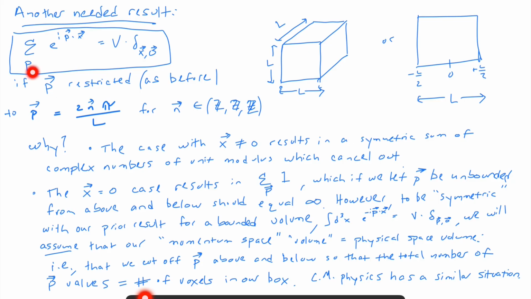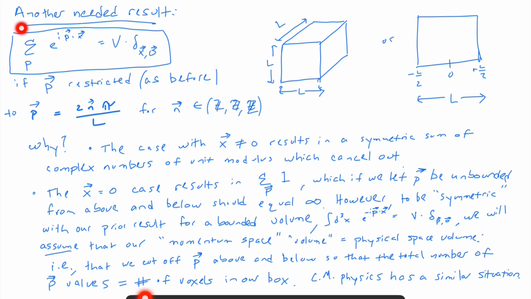Another needed result, in the way at least that I'm formulating things, is this over here: if you take the sum of e to the ipx, not the integral, but just the finite sum, but you restrict p as before only to things that complete an integral number of cycles, positive and negative, you get this. This is what I'm going to somewhat assume or just tell you, and I'll tell you why, but it makes one assumption. You get v times the Kronecker delta of x and 0.